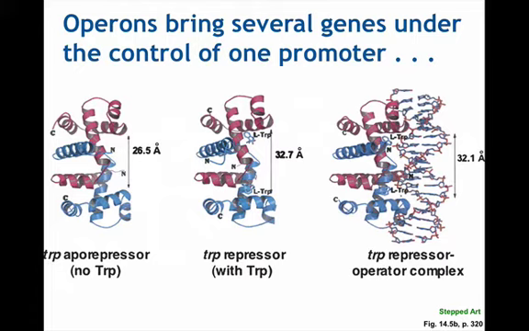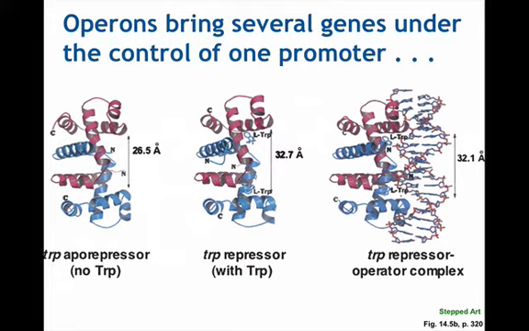You can see how it changes the shape slightly. And then the repressor can bind onto the operator region. The repressor is non-functional when it's made, but in the presence of trip, the repressor binds the operator and shuts off transcription.